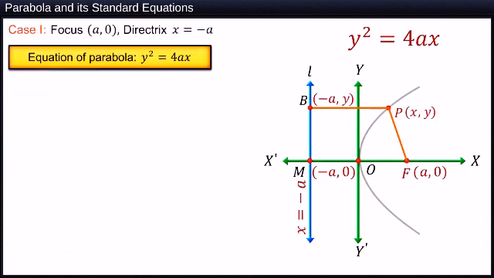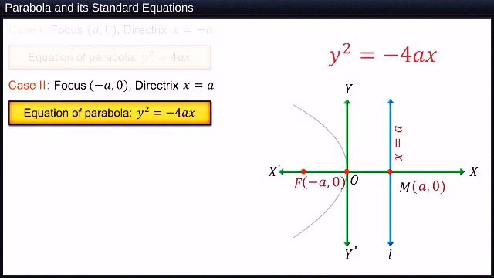Thus, the equation y square is equal to 4ax represents the parabola with the axis of symmetry along the x-axis, the vertex at the origin, the focus at (a, 0), and directrix x is equal to -a. By similar derivation, the equation of the parabola with the axis of symmetry along the x-axis, the vertex at the origin, the focus at (-a, 0), and directrix x is equal to a, is y square is equal to -4ax.